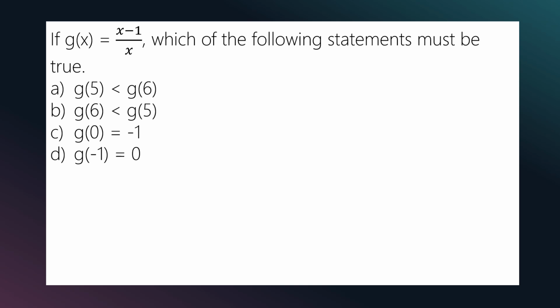So let's look at an example. The name of this function is g. So they're saying g of x is equal to x minus 1 over x.